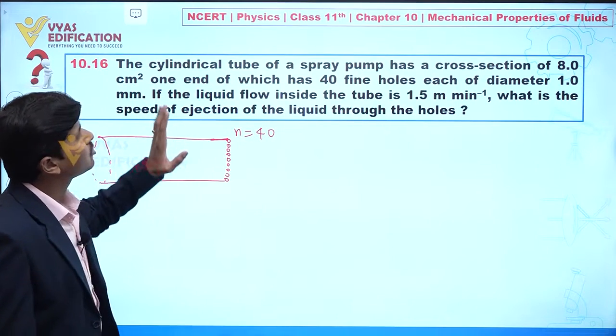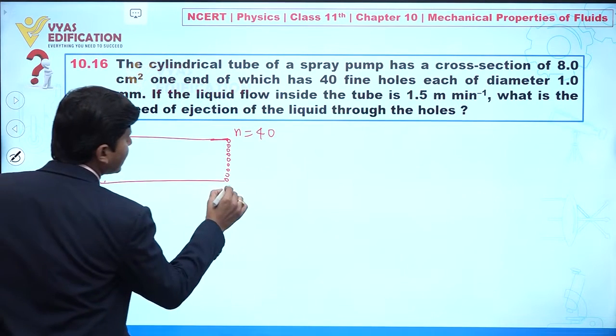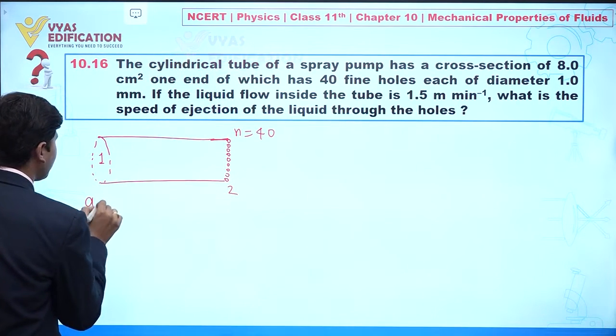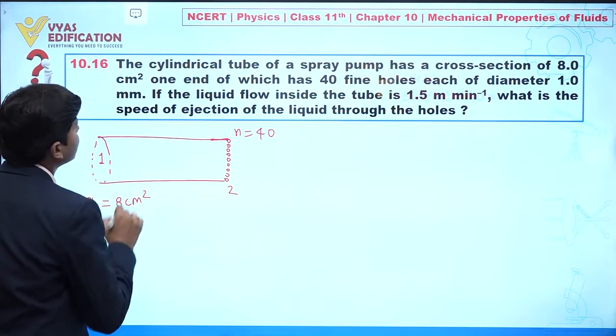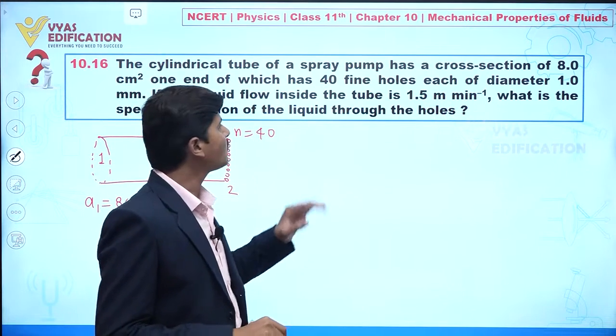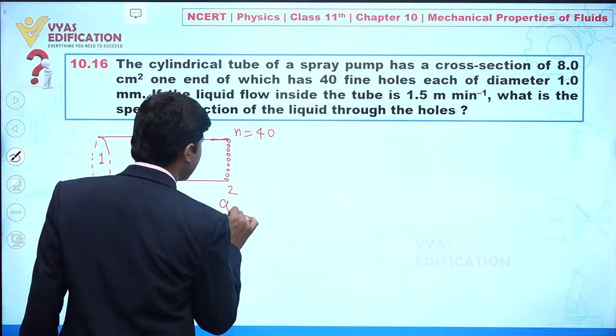So the cylindrical tube of a spray pump has a cross section. It means I can say, let's suppose this is 1 and this one is 2. So A1 is given to you 8 cm square, one end of which has 45 holes each of diameter 1 mm. So I can say n equal to 40 and I am taking A2.